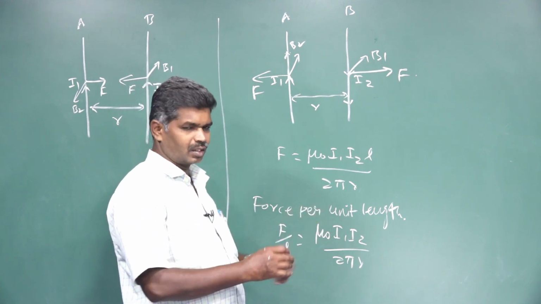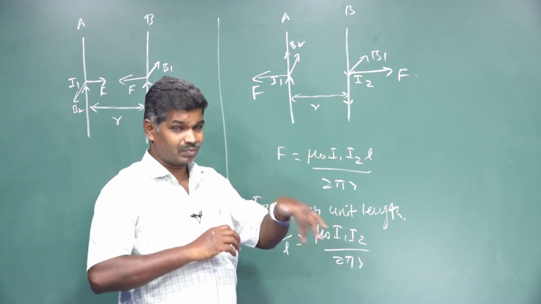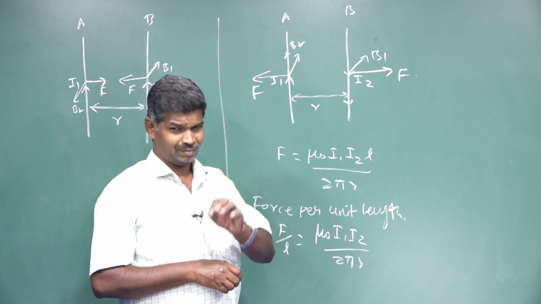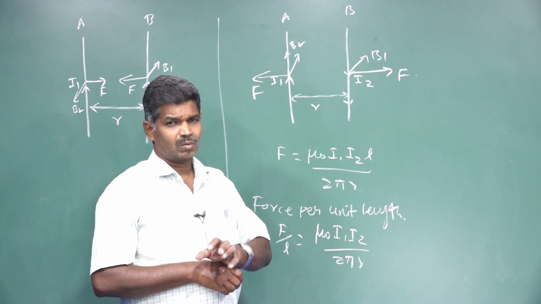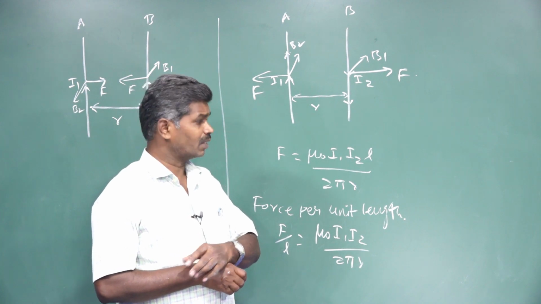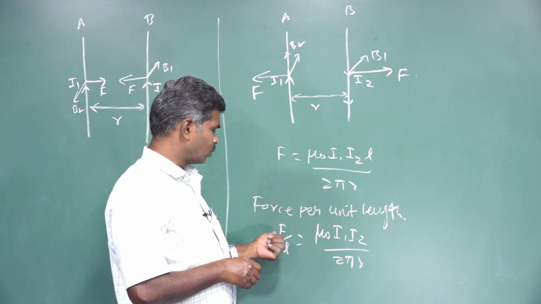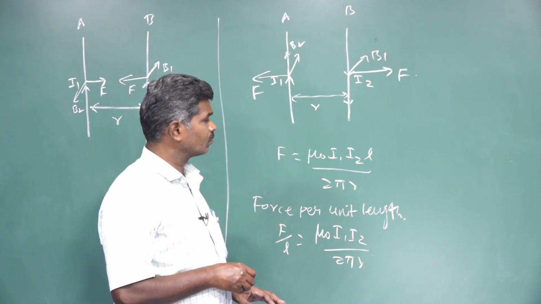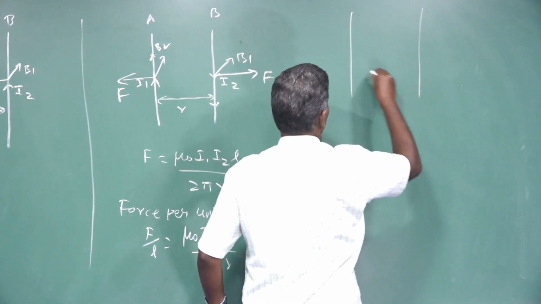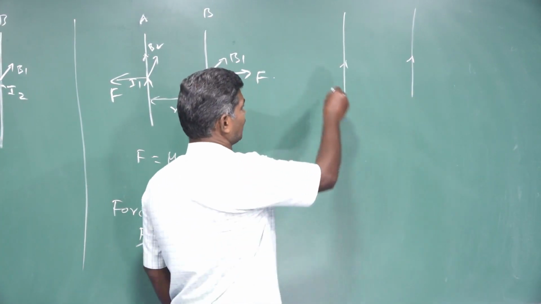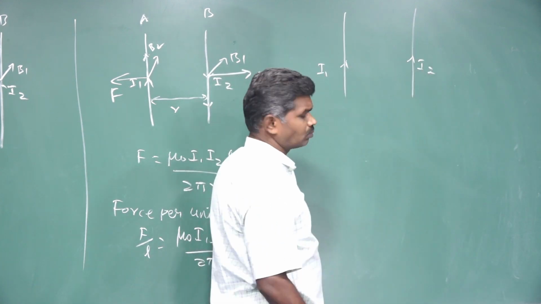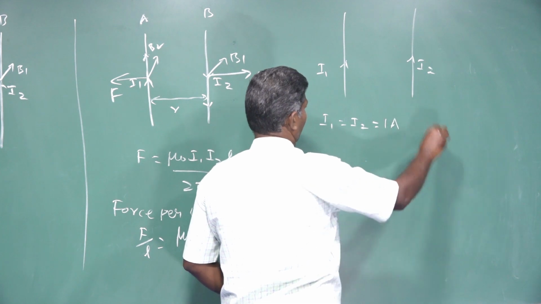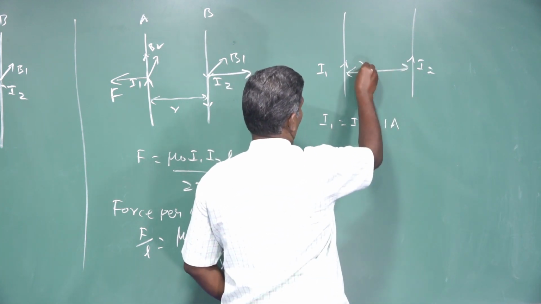Now, why are we taking this equation? Based on value substitution in this equation, we will get the definition of the unit of current. What is the unit of current? Ampere. When we get 1 ampere, that is the value we are going to see. For that, we take force per unit length equal to mu naught I1 I2 divided by 2 pi r. Suppose the two conductors are placed in air, and we pass currents I1 and I2 through them. If the two are equal, I1 equal to I2 equal to 1 ampere, and their distance is also 1 meter.